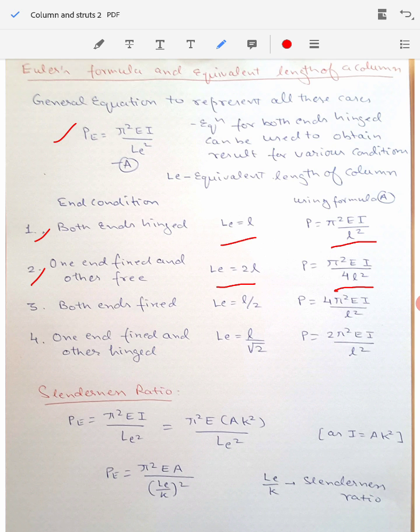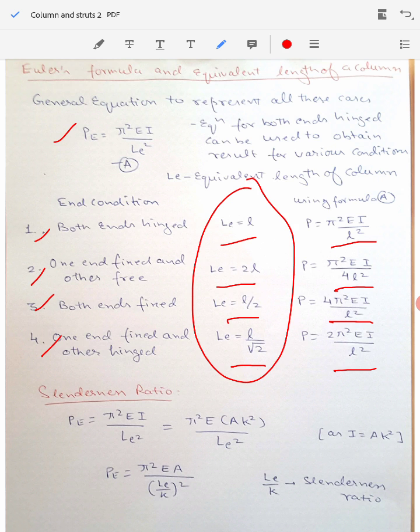That comes out to be pi square EI by 4l square. When both ends are fixed, in that case the equivalent length will be given by l by 2, giving us the formula as shown here. And when one end is fixed and the other end is hinged, the last case that we can discuss, the equivalent length should be l by root 2, so that it gives us the crippling load as 2 pi square EI by l square. So by remembering the equivalent length for different end conditions, we can obtain the values of the crippling load by using only a single formula that is given here.